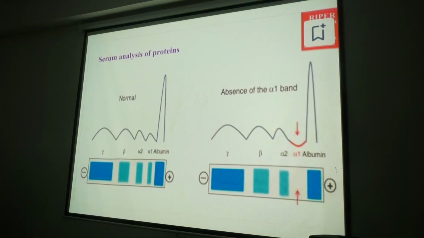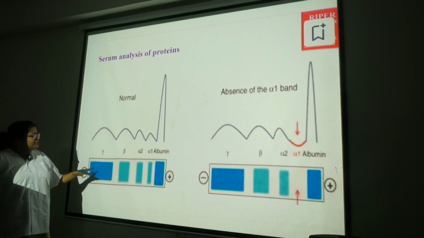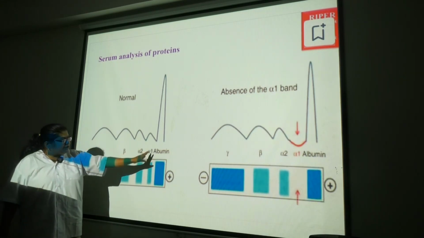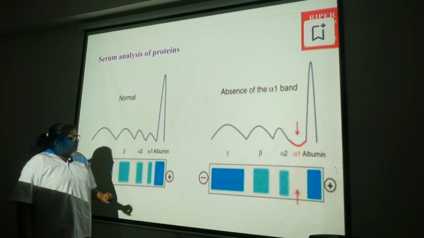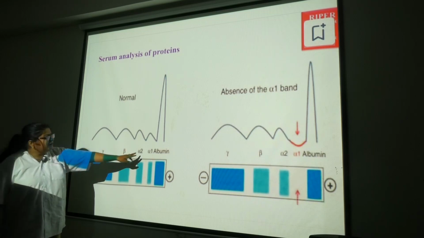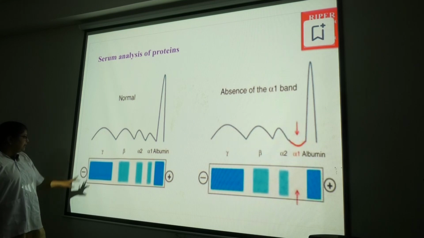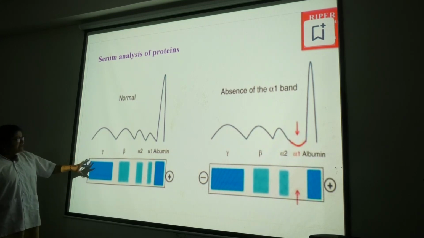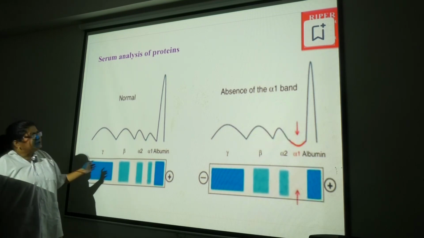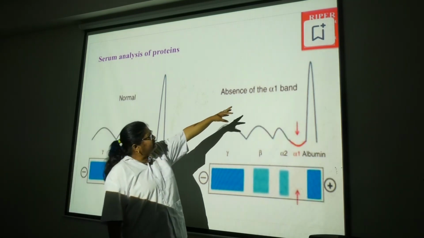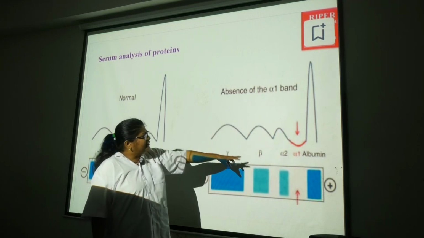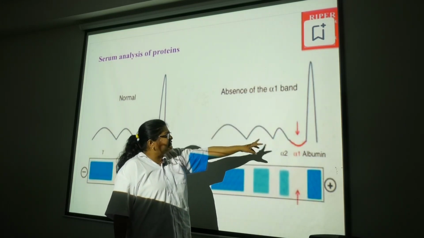Another, this one is the serum electrophoresis of protein. This is the cathode, this is the anode. Albumin is mostly negative, so it comes more towards the anode, and then alpha 1, alpha 2, beta 1, beta 2 and gamma. And gamma is closer to the site of origin. This picture shows alpha 1 absence. There is no alpha 1 band.